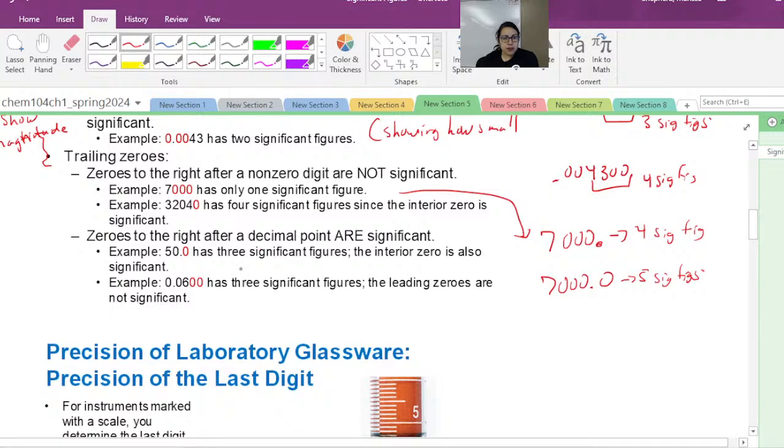And this last rule is basically saying that if we add what I call unnecessary zeros, now they are significant. Looking at this example, 50.0, we added that decimal point and then another 0 after, so it's showing, yes, we measured accurately to the 10th place. And same thing with 0.0600: the first zeros are showing how small, but all these at the end are significant. So then we have 3 sig figs.